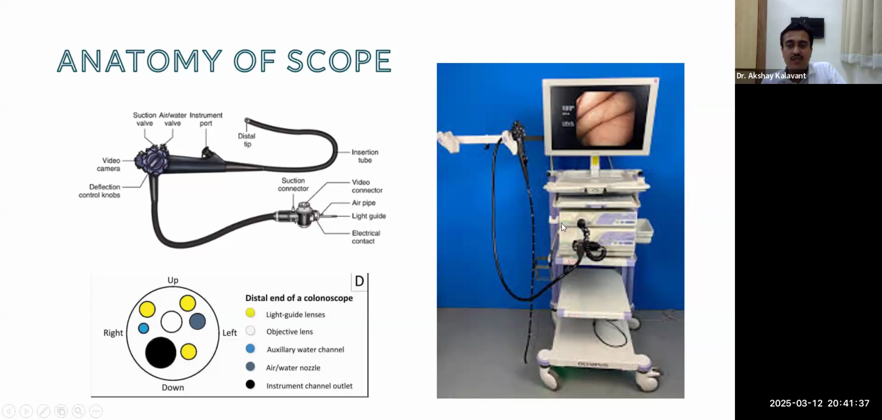This is a very important part of the endoscopy. And this other one is the air insufflator. So with this, we insufflate air. And this is an important stand, because we have to keep this endoscope in this stand. Otherwise, it can get damaged.